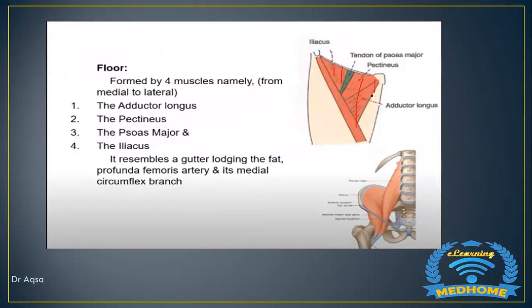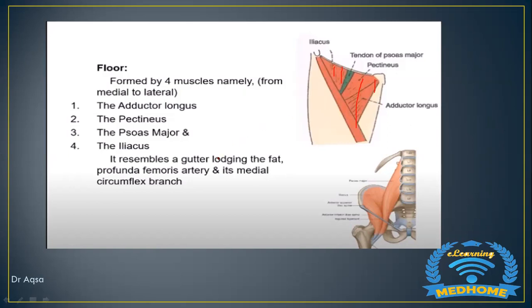So in the exam, there was a question in 2016. All the muscles' names were there, and they asked you from lateral to medial. Now here I have put the names of the muscles from medial to lateral. That is, the first muscle is the adductor longus. Then we have the pectineus muscle. Then we have the tendon of psoas major muscle and iliacus muscle. But in the exam in 2016, the question was asked from lateral to medial. So if it is going to ask from the lateral, the first muscle will be iliacus. Second will be tendon of psoas major muscle. Then we have pectineus muscle and the adductor longus muscle.